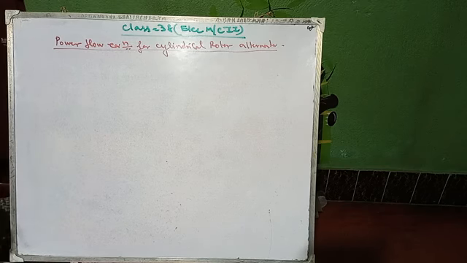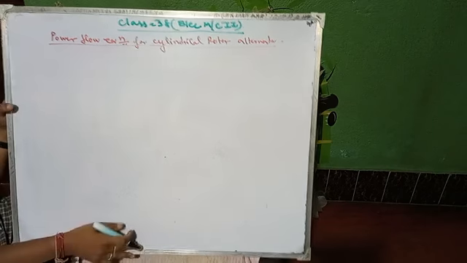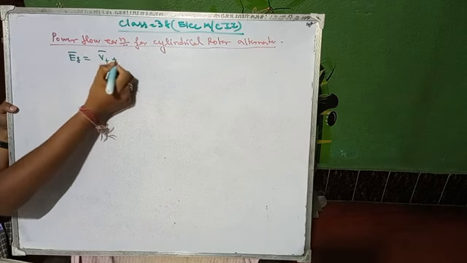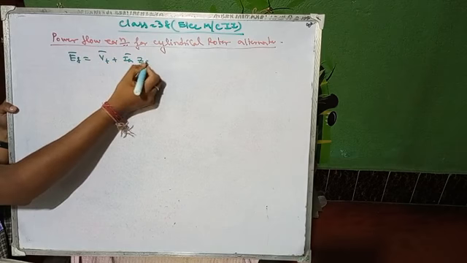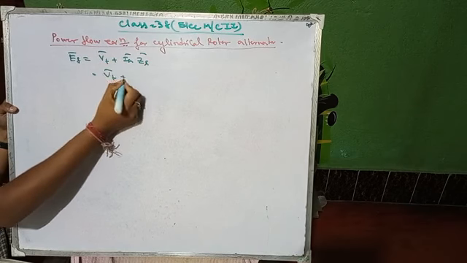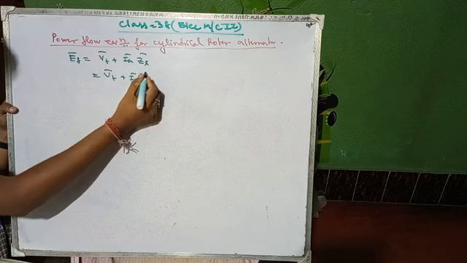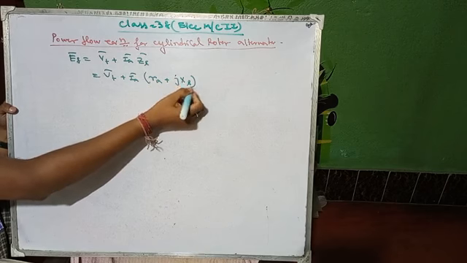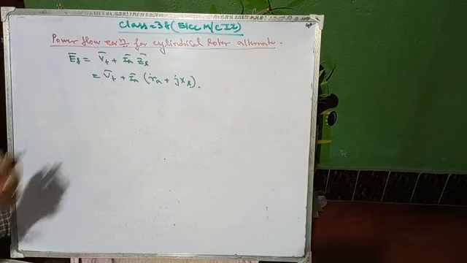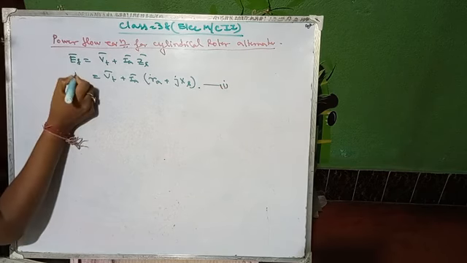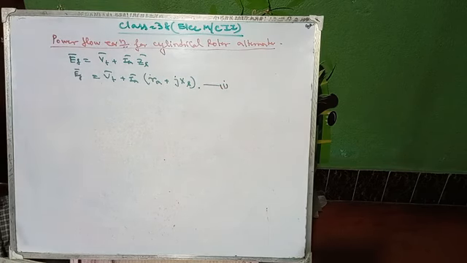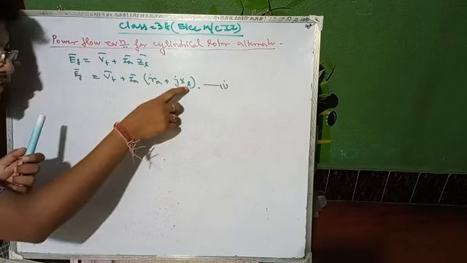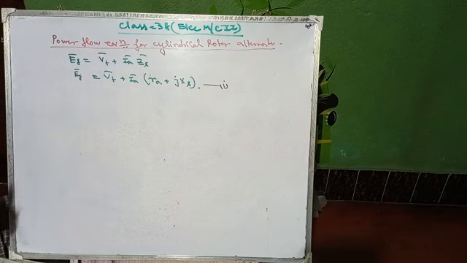Let us start from the EMF equation. The EMF equation is EF equals Vt plus Ia Zs, where Zs is the synchronous impedance, which equals Ra plus jXs. Make this equation number 1: EF equals Vt plus Ia into (Ra plus jXs), where Xs is the synchronous reactance and Zs is the synchronous impedance.